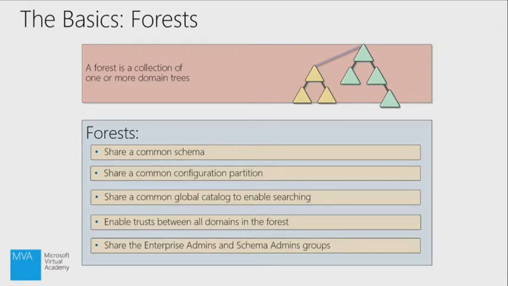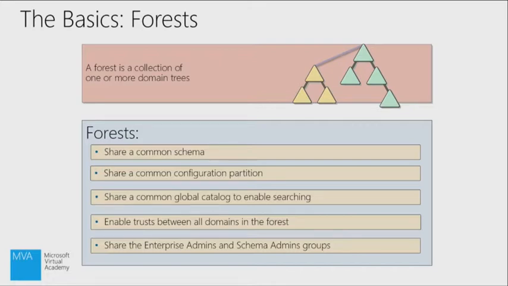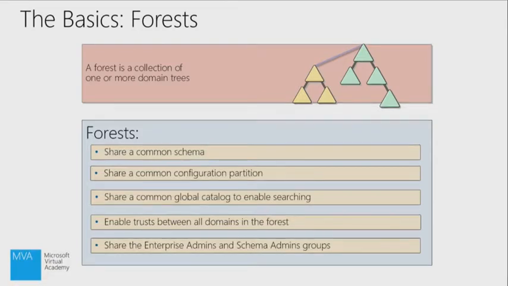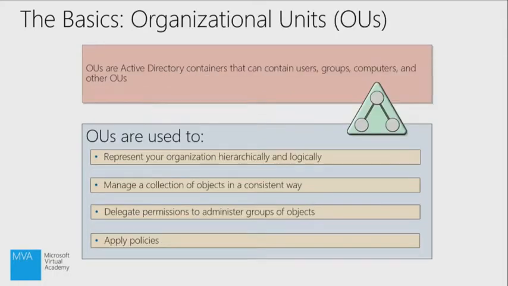Forests enable trusts between all domains in the forest. Again, it's automatic. If a user in this third tier child domain needs to access a resource in another tree, the trust exists all the way up through those domains and across to the other trees and then down through that hierarchy as well. The enterprise admins and schema admins groups are administrative groups with permissions to modify the domains, the forests, the trees, and the schema itself. Enterprise admins and schema admins are administrators across an entire forest, as opposed to domain admins, which are just administrators across a single domain.